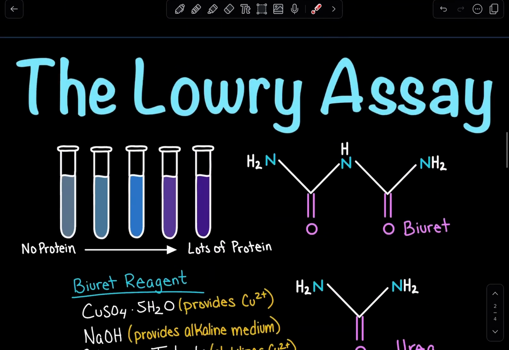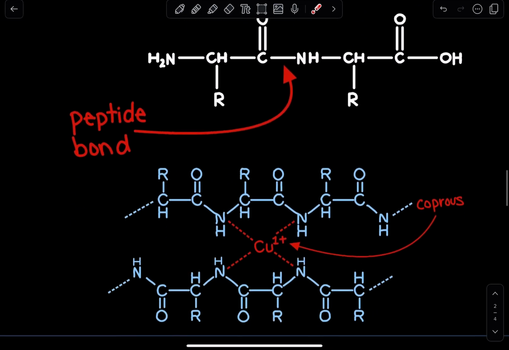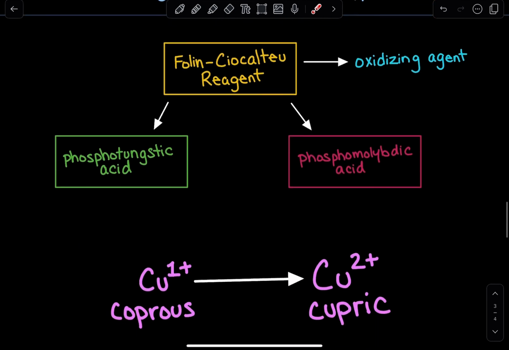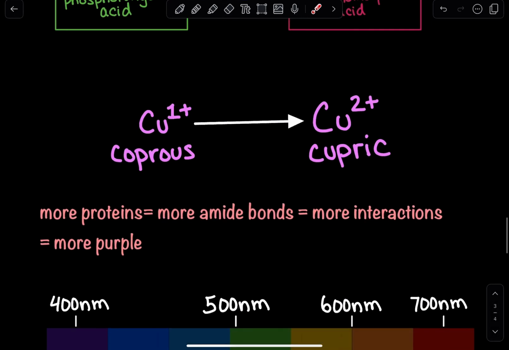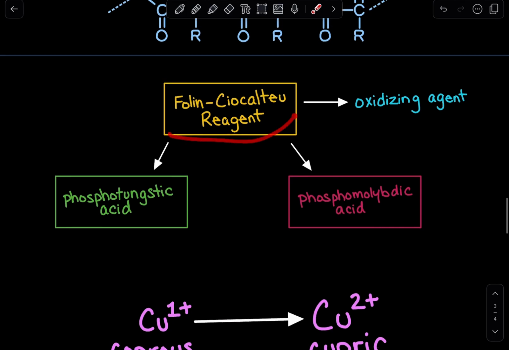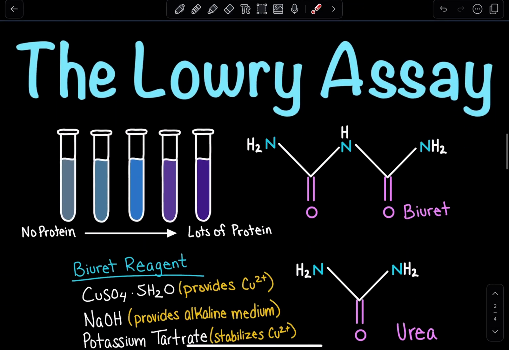To quickly recap, what is the Lowry assay? We can divide it into two steps. The first step is the interaction of copper ions with the peptide bonds of our protein. The second step is that copper ion reducing the Folin reagent. As a result, the more proteins we have, the more amide bonds, the more interactions with our copper, and the more interactions with the copper will give us more reduced Folin, and then we will produce a more intense purple color with a higher absorbance value. And that is the Lowry assay.